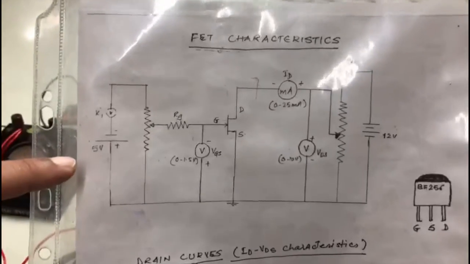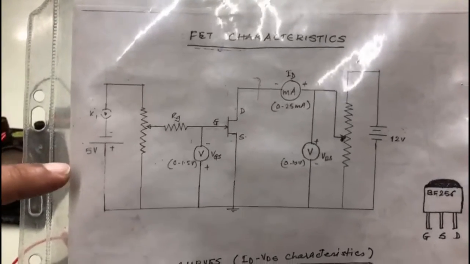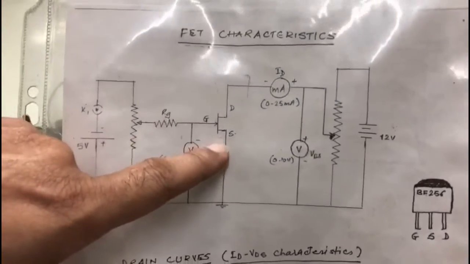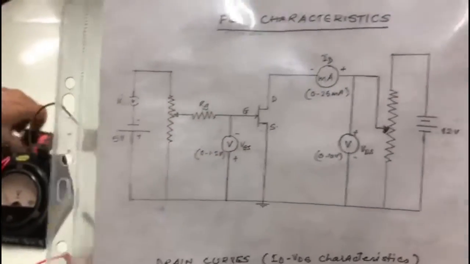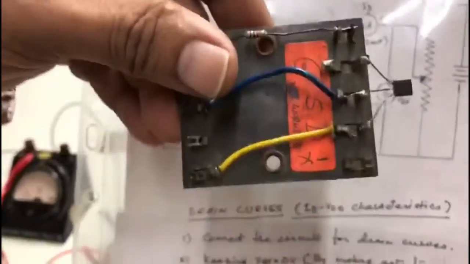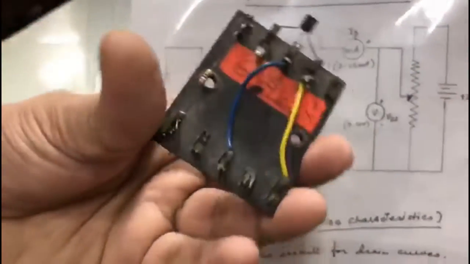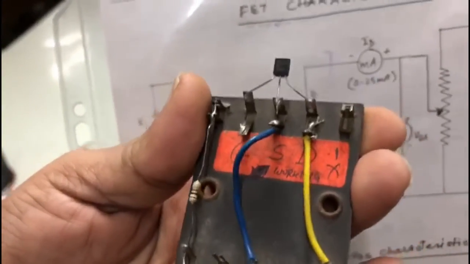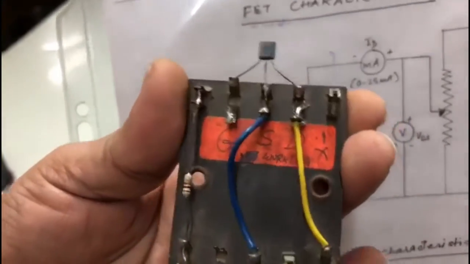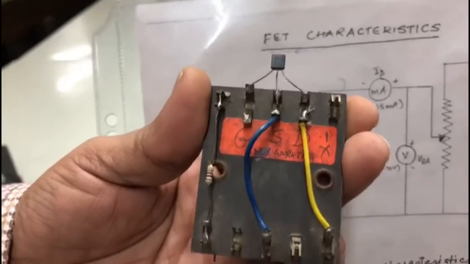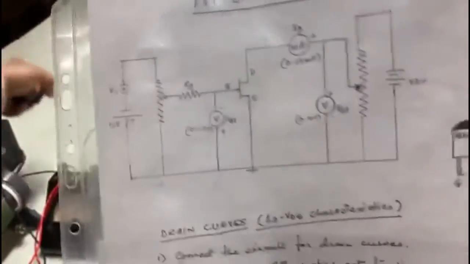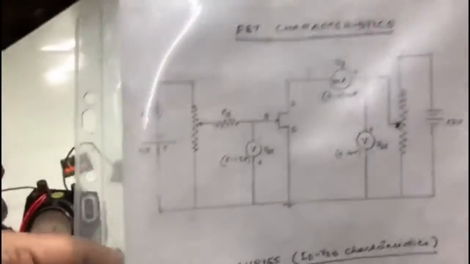So when I explain it, I am explaining from the left hand side. You can see this is the main component, field effect transistor. So this is there in my hand, field effect transistor. The connectors are given over here. It is a GSD: G for the gate, S for the source, and D for the drain. So 3 terminals are there for the FET.